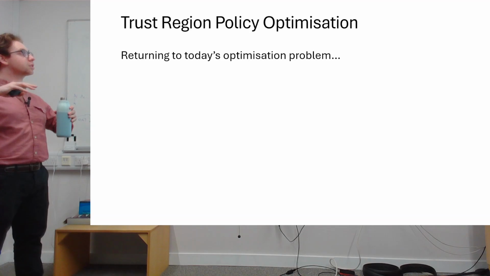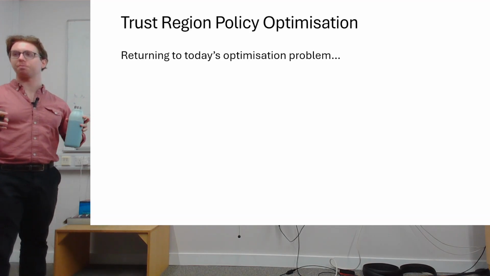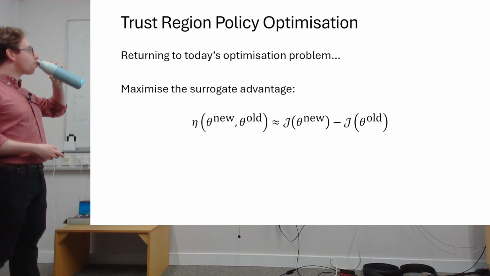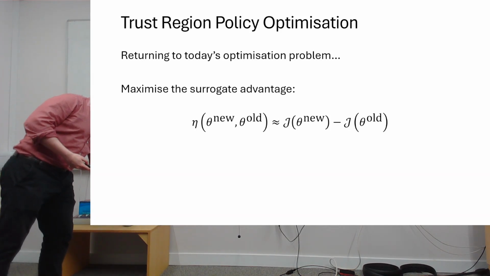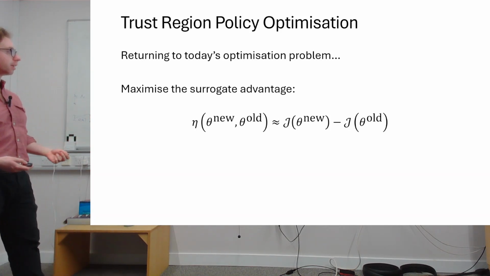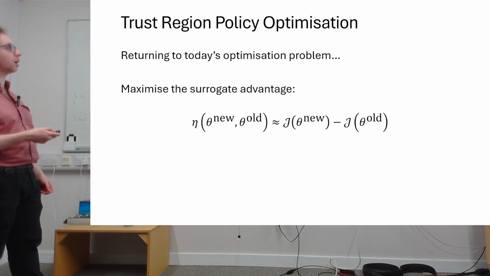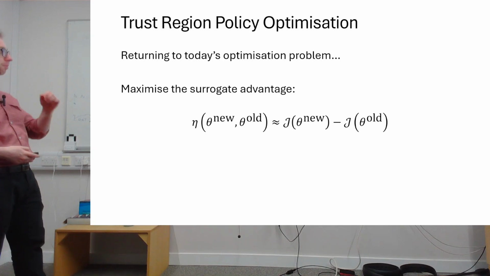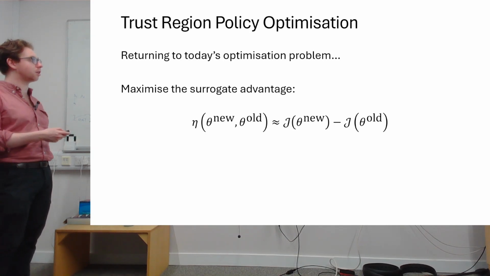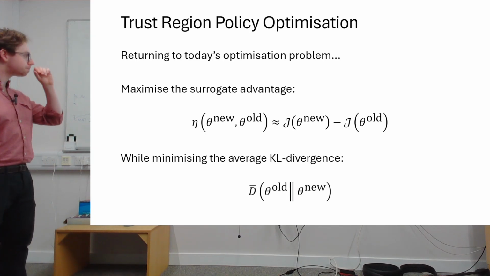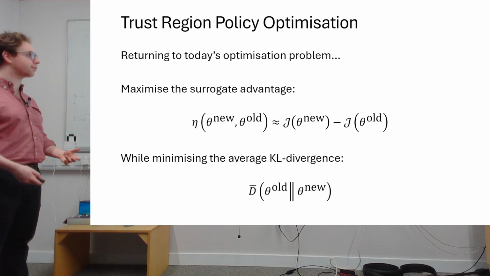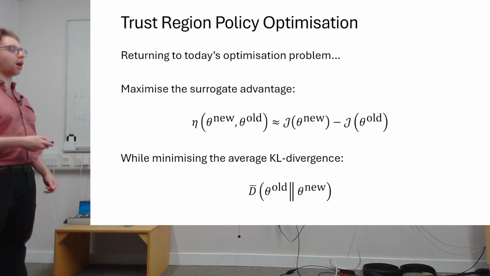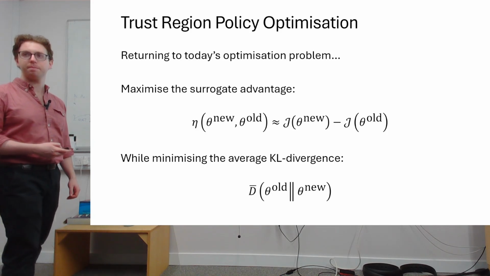So let's return to the overall optimization problem of today's lecture. What we want to do is maximize the surrogate advantage, which we know that when the policies are close, this approximates the policy improvement. And we want to minimize the average KL divergence. We don't want to let the new policy get too far away from the old policy. Okay?